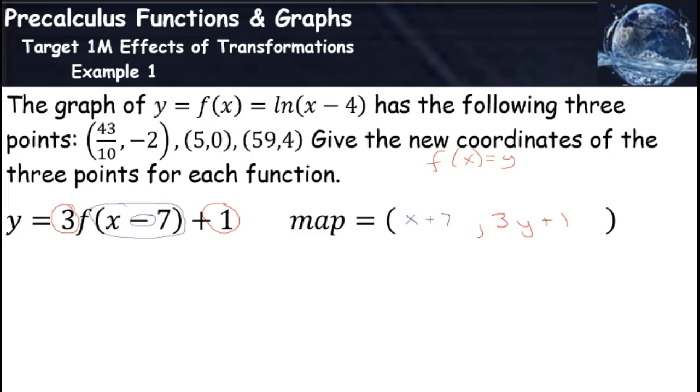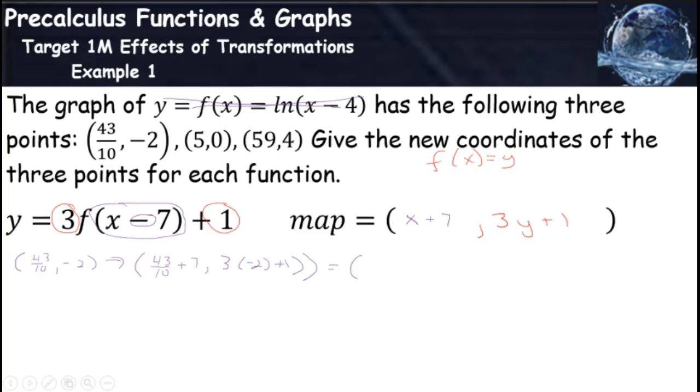Okay, so now I take these points. Now, this gives me this thing here. I don't even need any of that. That really has no bearing on the problem. This is what I do. I take these points and I plug them in for x. So for this first one, I'm going to say 43 tenths, negative 2, gets mapped to 43 tenths plus 7, comma, now y is negative 2, so 3 times y, which is negative 2, plus 1. So I replaced the x with 43 tenths and the y with negative 2. And now I have to do the math that goes with that.